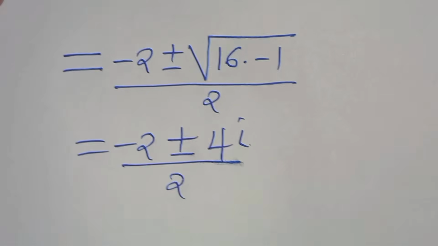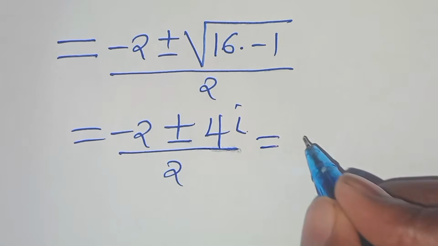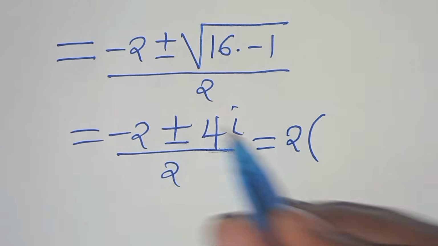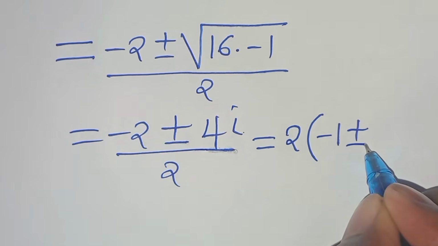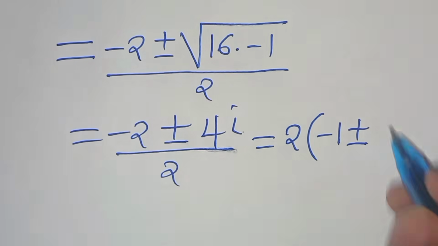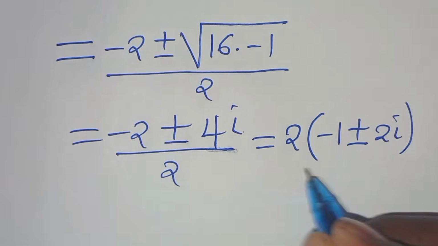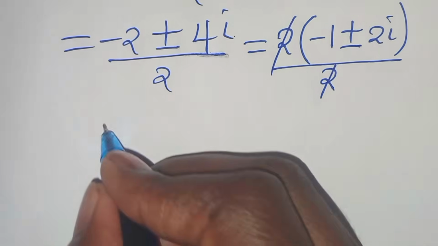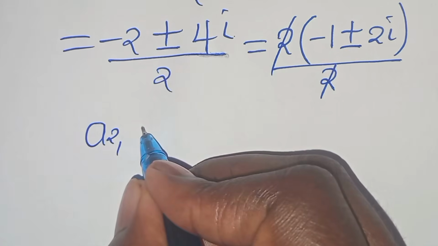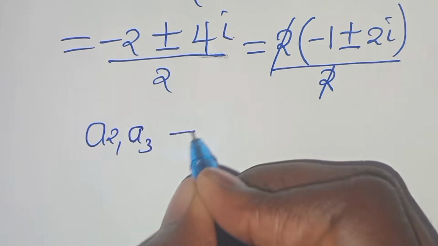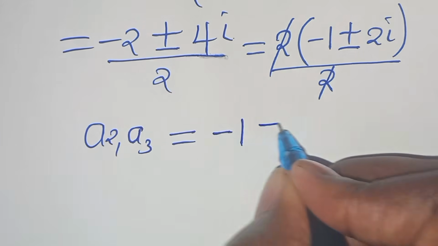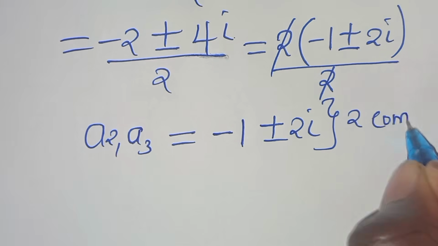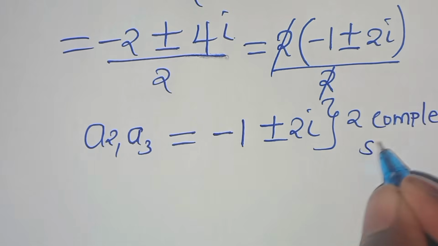by 2. Now, this implies that in the numerator, 2 is common. We can factor out 2. So 2 divided by minus 2, this is minus 1, plus or minus 4i divided by 2, this is 2i, divided by 2. So let's simplify here. So that now we have a2, a3, is equal to minus 1 plus or minus 2i. Remember, these are two complex solutions.